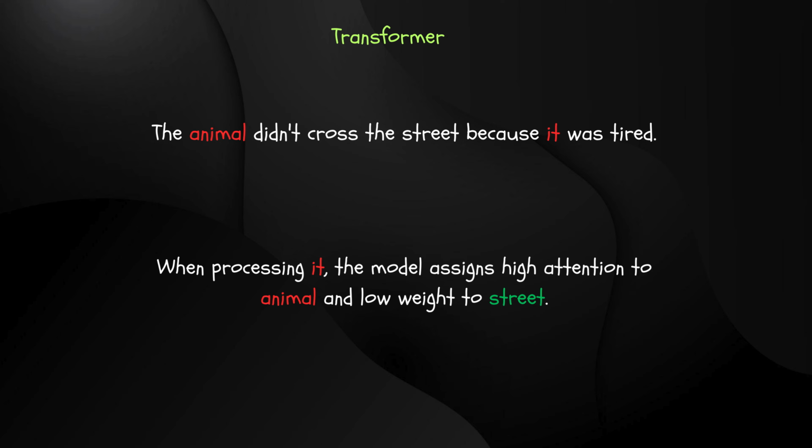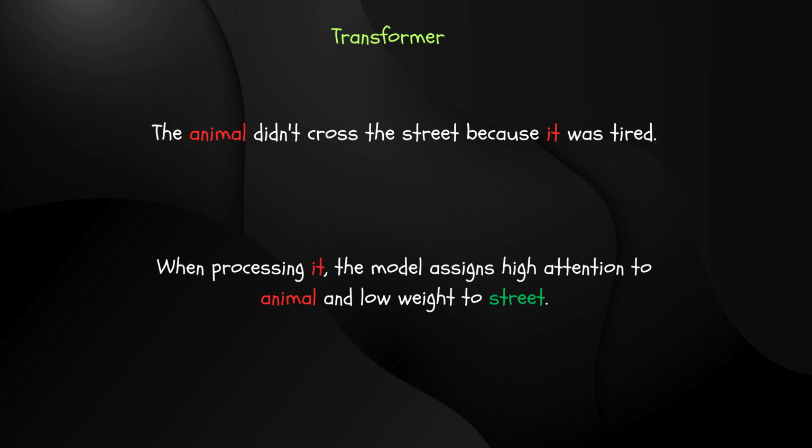And here's the important part. The model wasn't explicitly programmed with grammar rules that say what "it" refers to. Instead, these patterns were learned through the model's parameters during training. After seeing billions or even trillions of examples, the model gradually learned which relationships tend to matter in different situations.